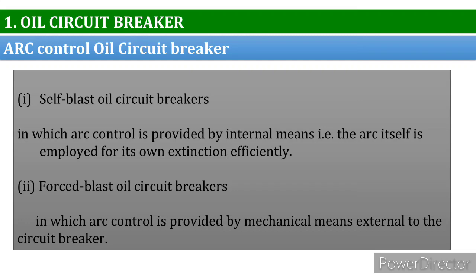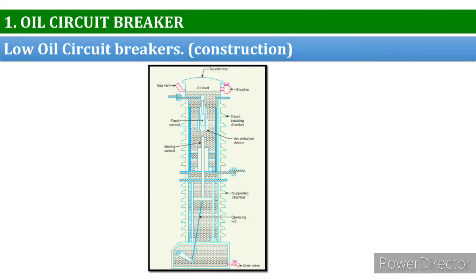Well, the second major type of OCB is the low oil circuit breaker. Like in bulk oil circuit breakers, which we discussed previously, oil has to perform two functions. Firstly, it acts as the arc quenching medium, and secondly, it insulates the live part from the earth. So in that process, it is evident that a small amount of oil is used in arc extension, while the major part is utilized for insulation purposes.